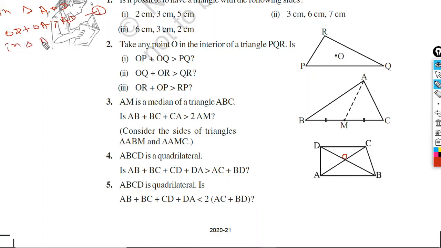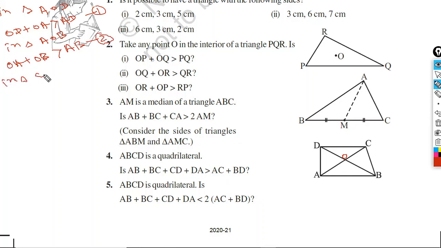In triangle AOB, what do we have? Same, OA plus OB greater than AB. Statement 2. Now take triangle COB.